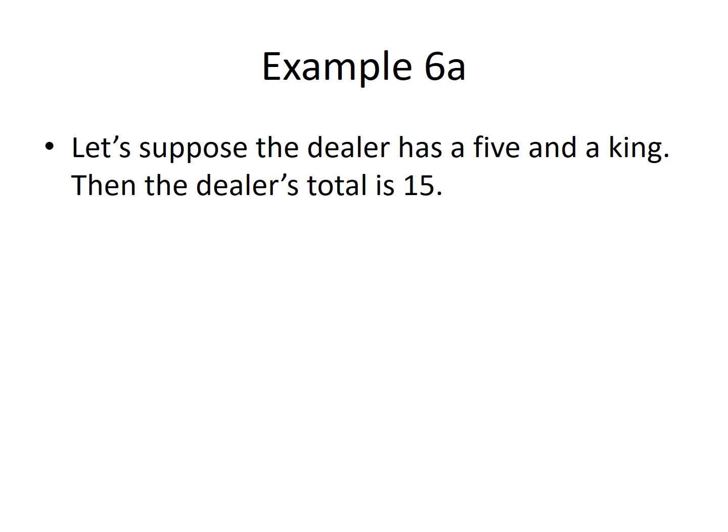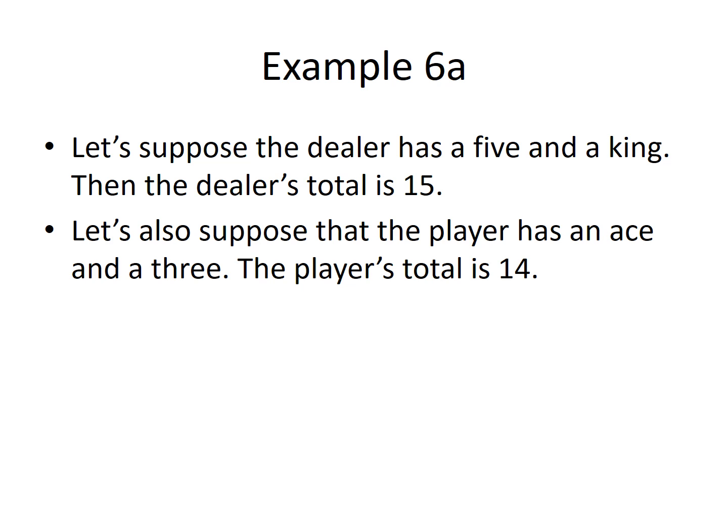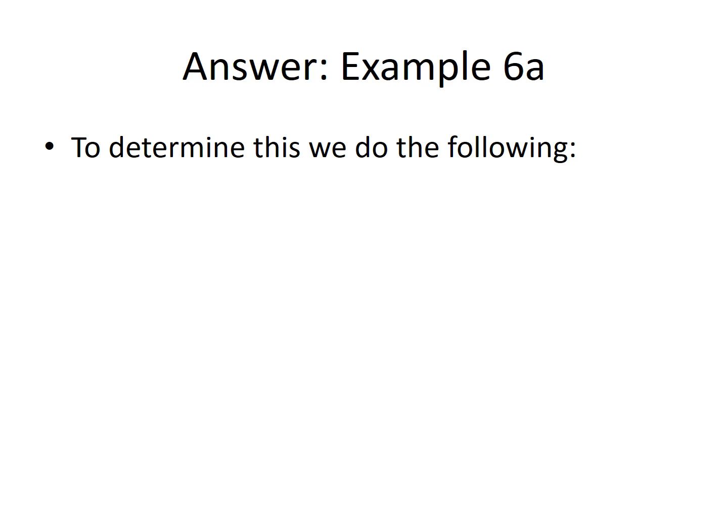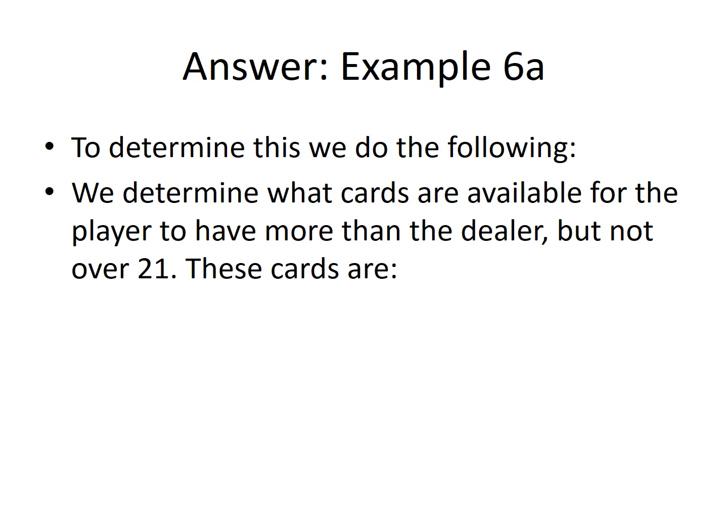So let's suppose the dealer has a 5 and a king. Then the dealer's total is 15. Let's also suppose that the player has an ace and a 3. The player's total is 14. Determine the probability of the player drawing the next card that puts his hand closer to 21 than the dealer's. To determine this, we'll do the following. We determine what cards are available for the player to have more than the dealer, but not over 21.